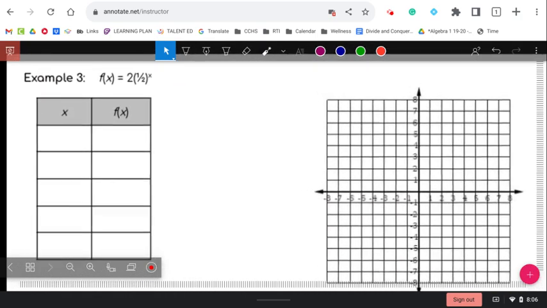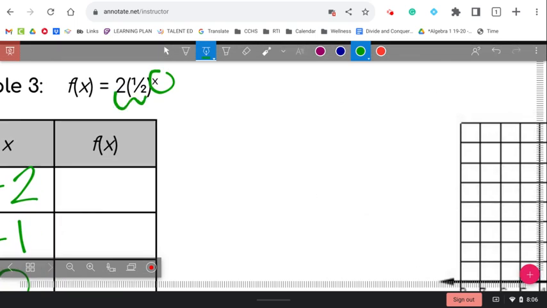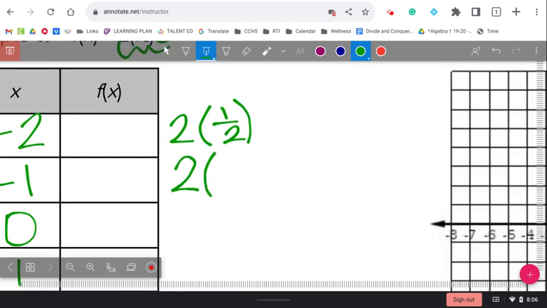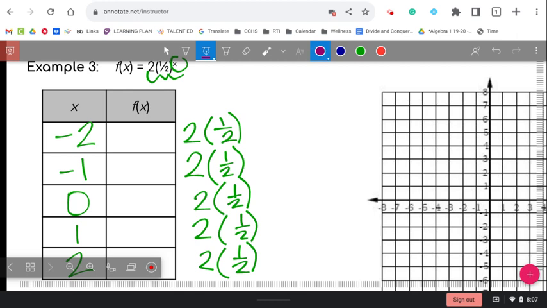Okay, the next one we see that our x is an exponent. So that is where we're going to be plugging in the x. Again, our x's are -2, -1, 0, 1, and 2. So this whole thing can come down exactly like that. The only thing I'm replacing is the exponent. So I'm going to bring that down. Okay, so these numbers are going to go in as our exponent. So that's going to be -2, -1, 0, 1, and 2.